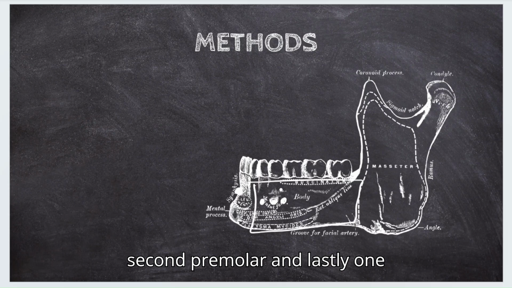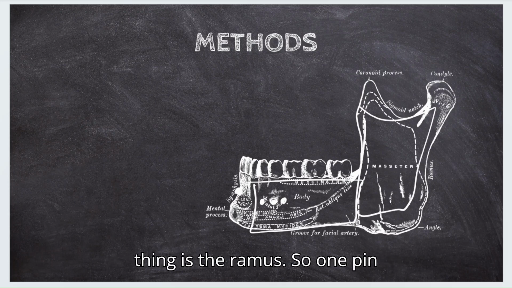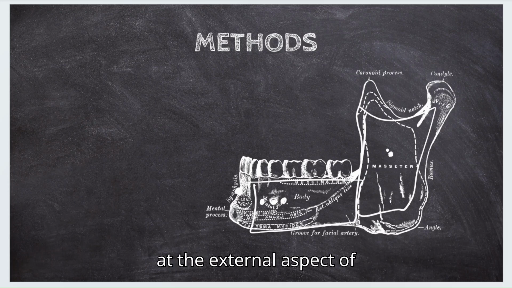And lastly, one pin on the external aspect of the ramus. So this is the ramus. This whole thing is the ramus. So one pin at the external aspect of the ramus. These are the points where implants will be placed.